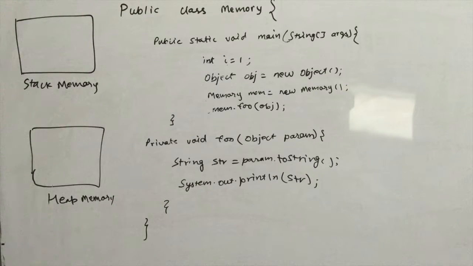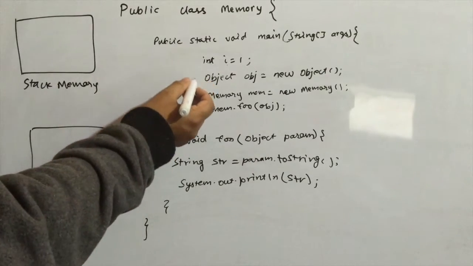Let us take an example to understand how memory interactions work in Java. As we know, there will be stack memory and heap memory. The main method execution would be in the stack memory, and all the objects created would be in the heap memory. In this code, there is a class Memory. It has a public main method and a private foo method. When the main method is executed, there are four statements.